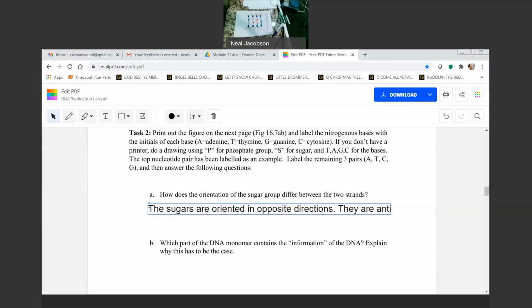They are anti-parallel to each other. Okay.